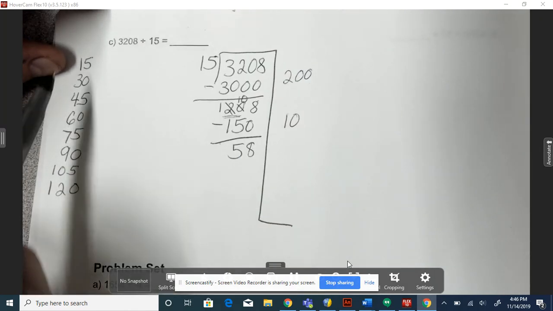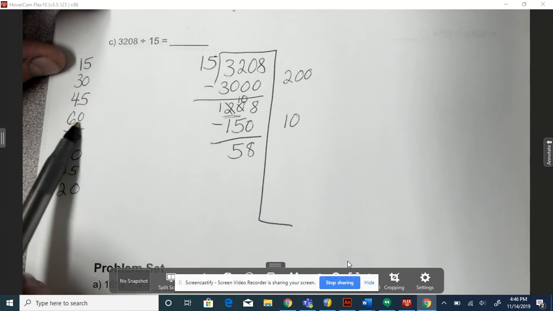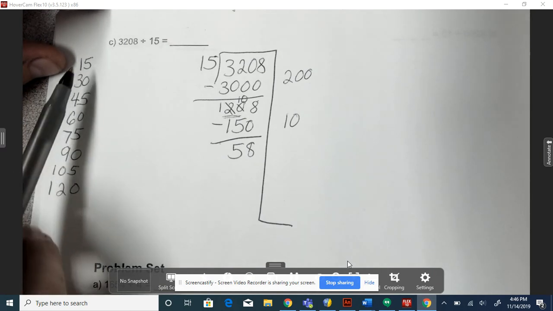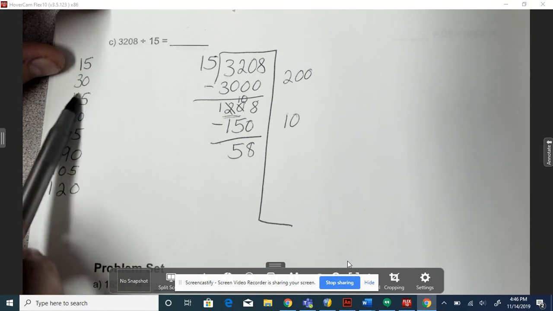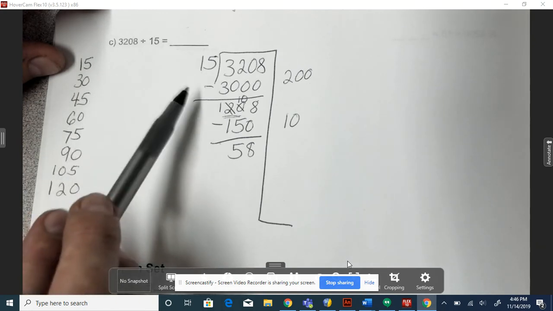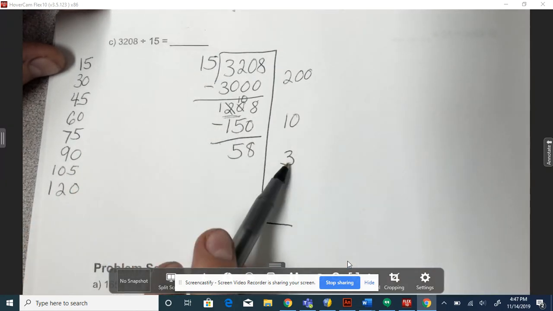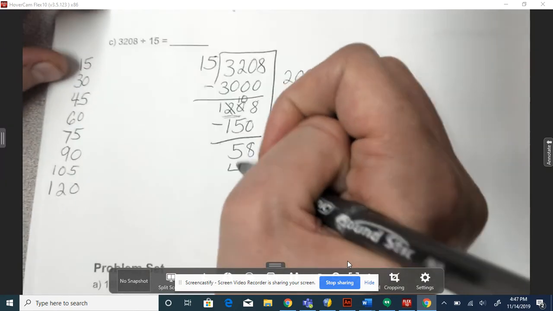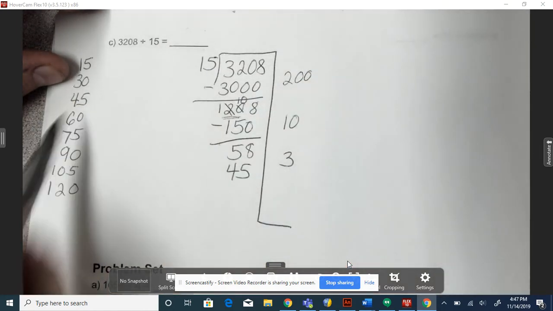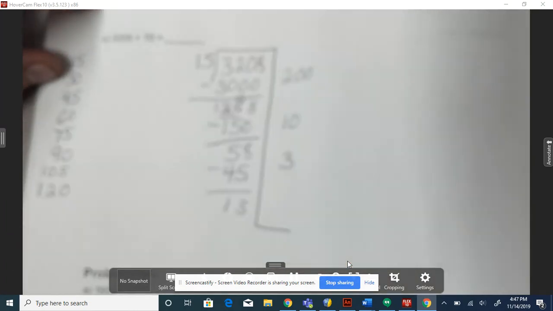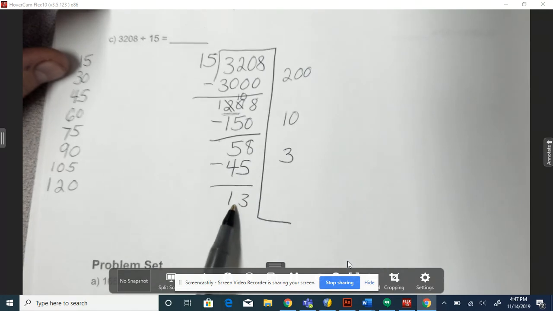Let me see. I'm looking at my multiples. I'm seeing 60. That's close, but it's still too big. I'm going to go back 1 to 45. That's the third multiple of 15. So I know I can multiply 15 by 3. 15 times 3 is 45 because I wrote it right over here. Now I'm going to subtract. 8 minus 5 is 3. 5 minus 4 is 1. Oh, well, 13, that's a really big number.